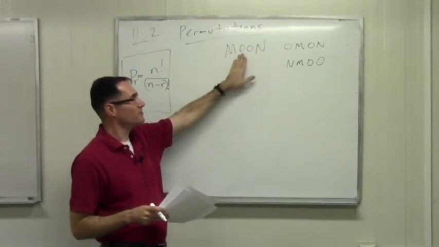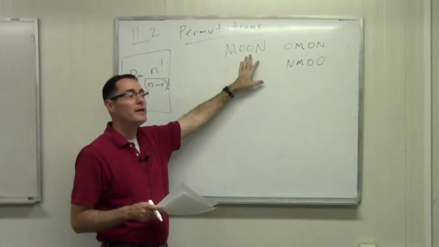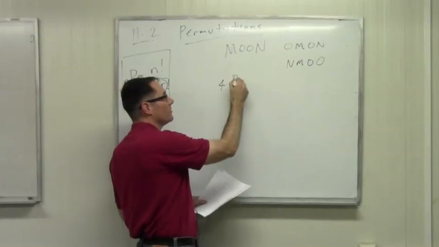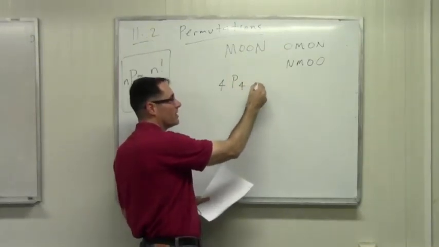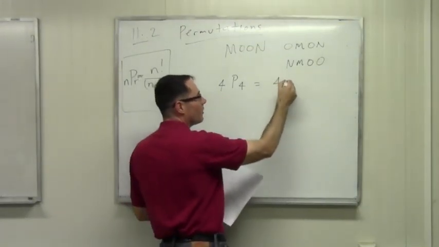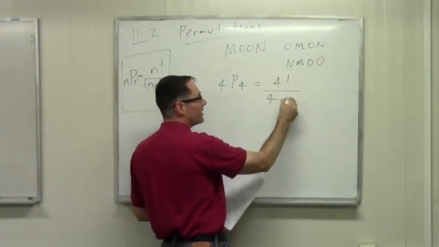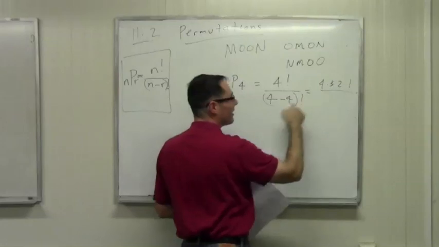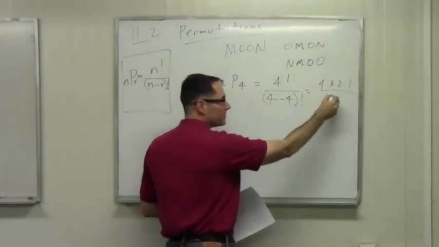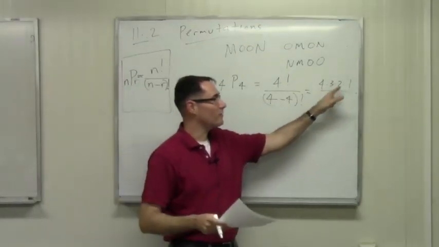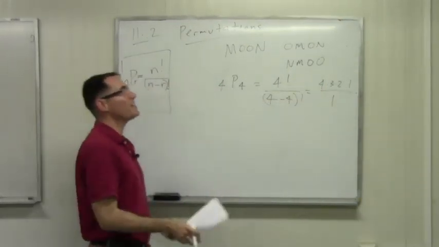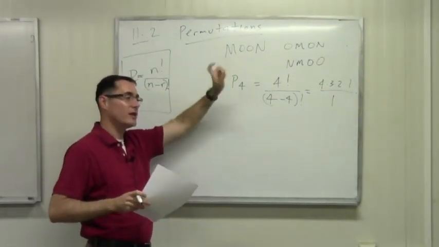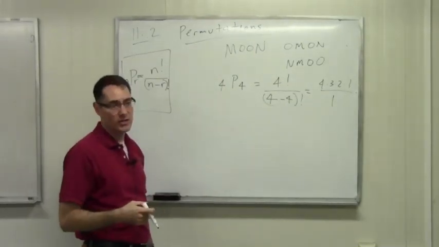If the O's were distinct, in other words, it was M-O-A-N or something like that, there would be 24 different combinations. Why? Because it's four letters, permutation four times: 4 factorial divided by 4 minus 4 factorial, which is 4 times 3 times 2 times 1 divided by 0 factorial. What did we say that was? 1. So it's just 4 times 3 times 2 times 1, which is 24 different ways. Because of the repeated letter, there are two permutations you can't distinguish, so there are only half as many choices.